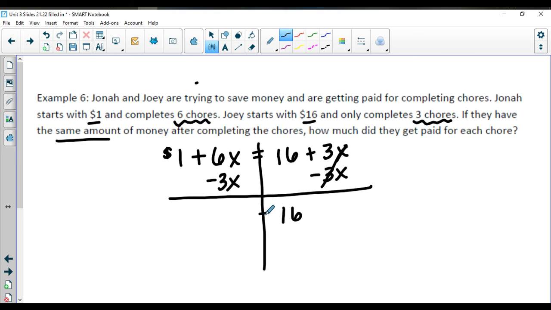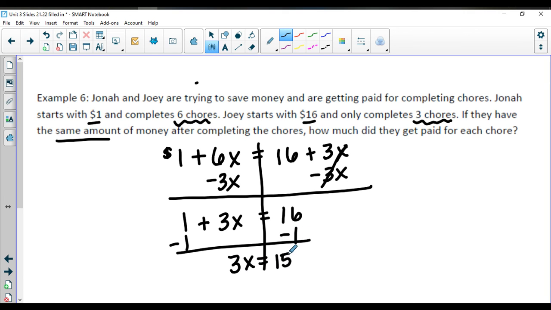We want to move the smaller variable, which is going to be my 3x. So I'm left with 16. 6x minus 3x is 3x, and that's positive because I have the 1 out front. Take away my 1, and I get 3x is equal to 15. Divide by 3, x equals 5. And x represents the amount they get paid for a chore, so we can say $5 per chore. So again, you're looking to see when are their two expressions actually equal to each other.